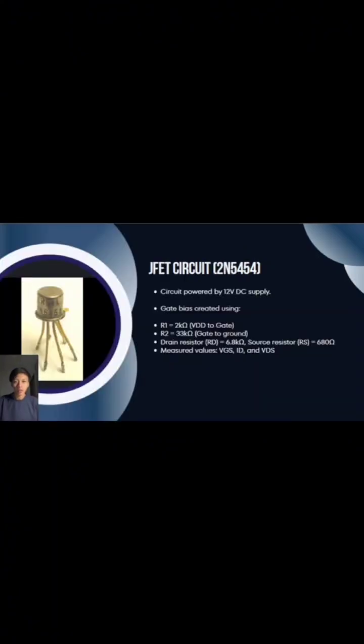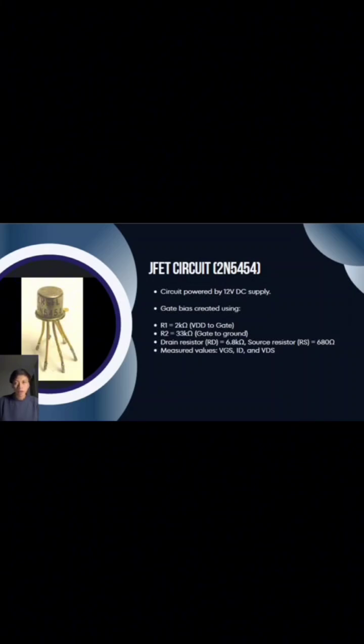Next, let's talk about the JFET circuit 2N5454. This slide shows the JFET circuit we built using the 2N5454 transistor. We used a 12 volt DC supply. The gate was biased using two resistors, which are 2k ohms from VDD to gate and 33k ohms from gate to ground.